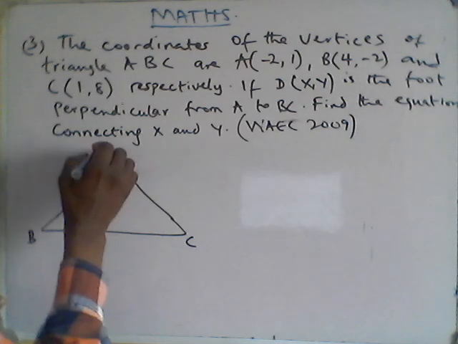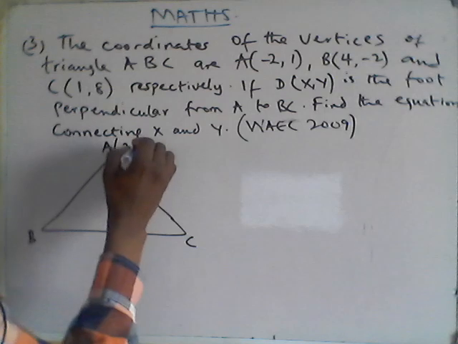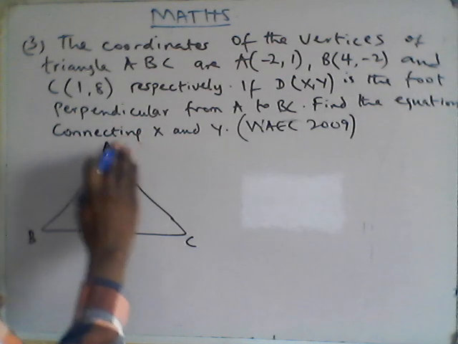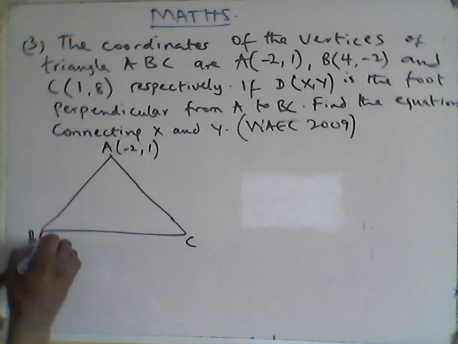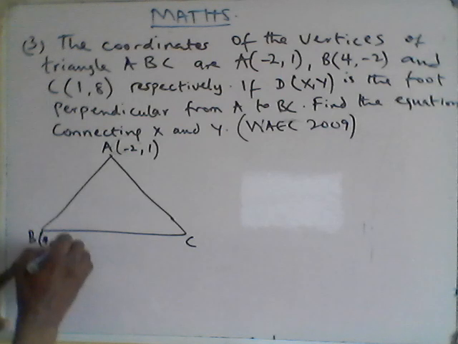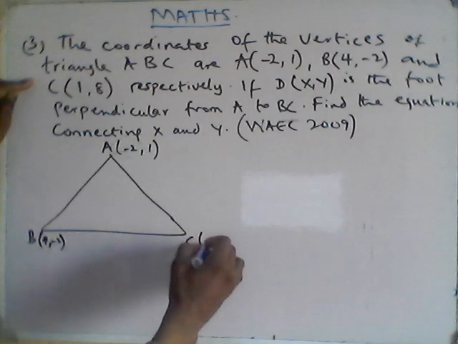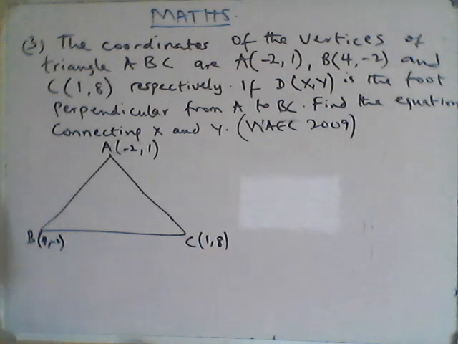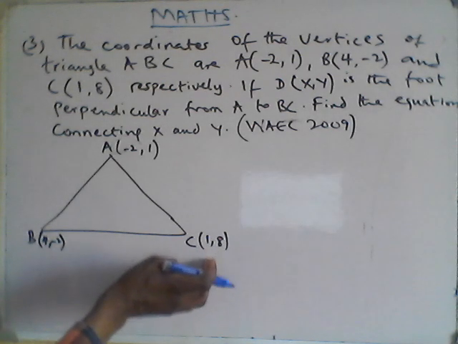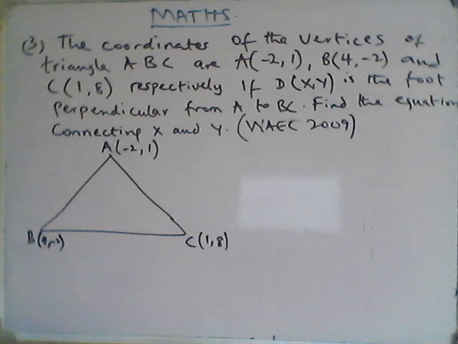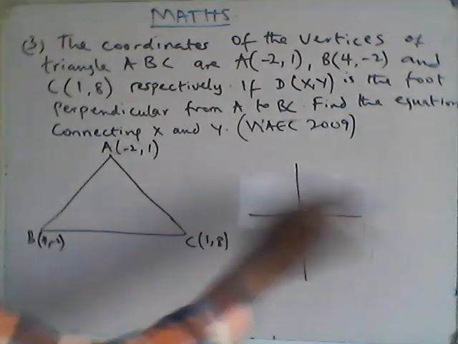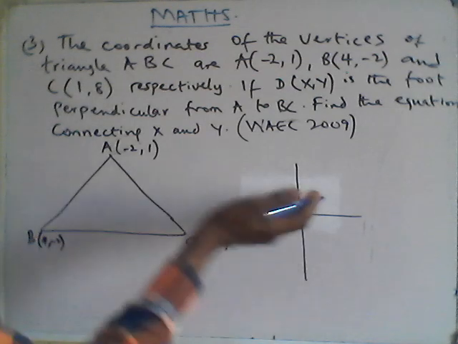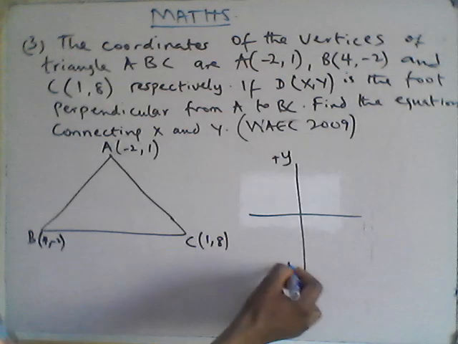The coordinate of A is given here. I can put the coordinate here, minus 2 and 1. The coordinate of B is given as minus 4 and minus 2. And the coordinate of C is given as 8, 1 and 8. Coordinates are just points. The first value here is the X axis, and the second value is the Y axis. For your basics, coordinates are like the Cartesian plane, 4 lines intersecting at the center. This part is the positive Y axis, and this is the negative Y axis.